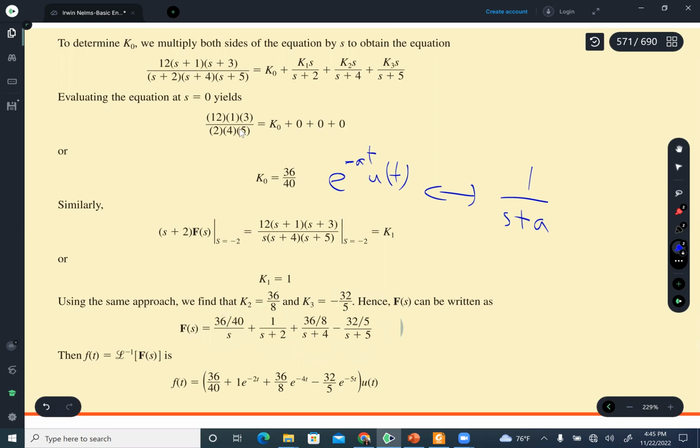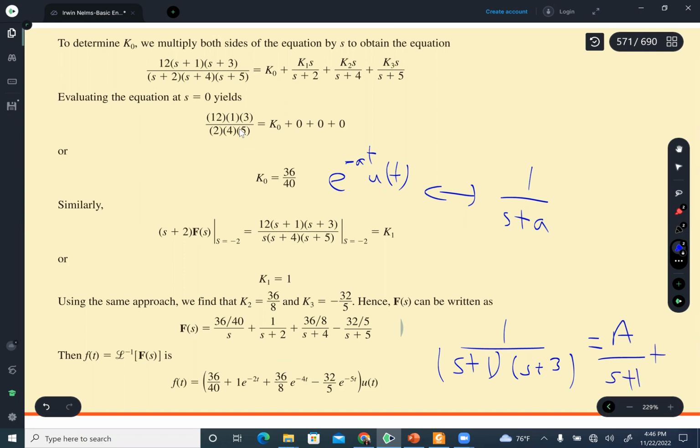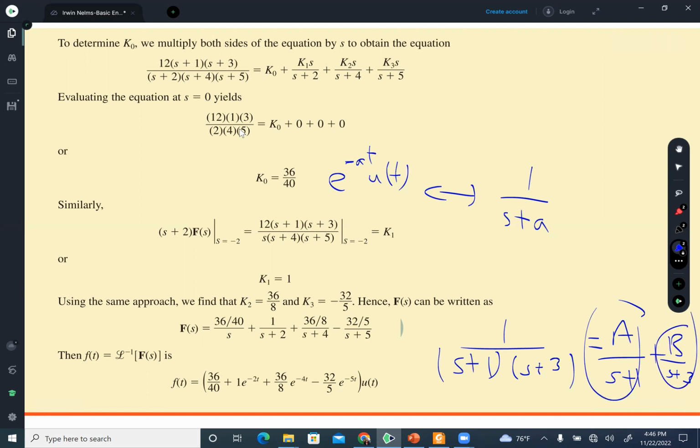So in an exam situation, it's usually quadratic, right? So we don't even have 4 poles. I will give something like 1 over s plus 1, s plus 3, and find the inverse Laplace of this. Then you have to write this as a over s plus 1 plus b over s plus 3, and then you find a and b, and then this is going to give you a times e to the minus t. This is going to give you b times e to the minus 3t, etc. Right?